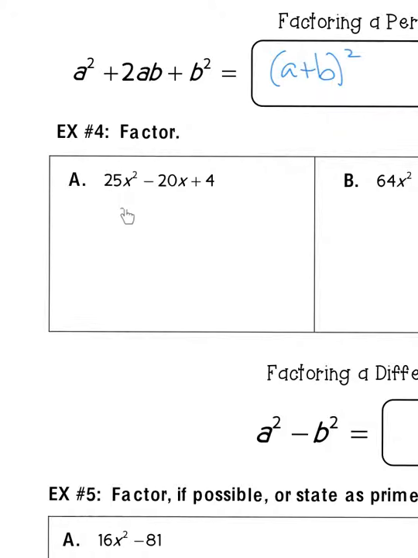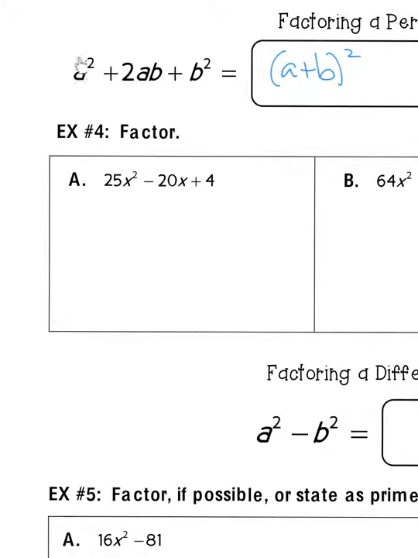25 is a perfect square. X squared is a perfect square. Any exponent that's even is a perfect square. And 4 is a perfect square. And then on top of that, they both have to be positive, which they are. Then I need to test this middle term and see, does it match this pattern of 2ab? Well, how did they come up with this 2ab?